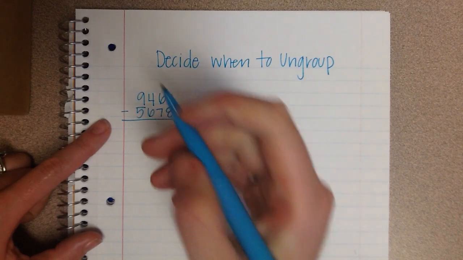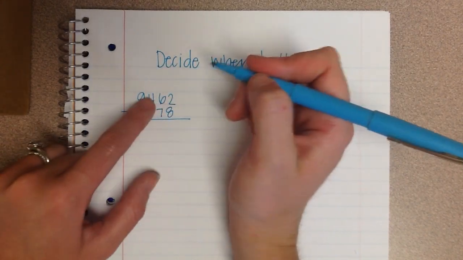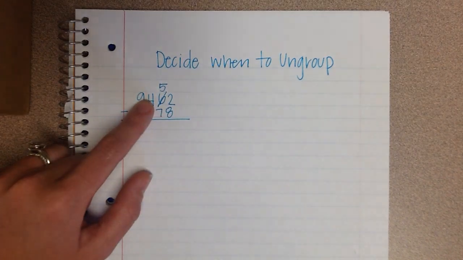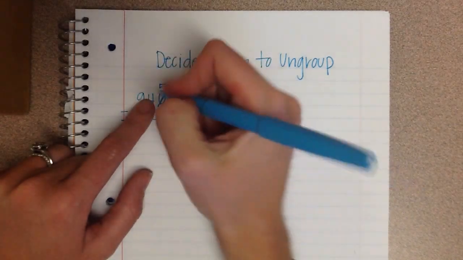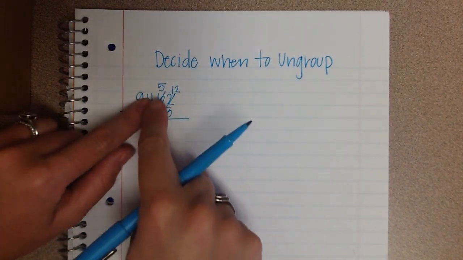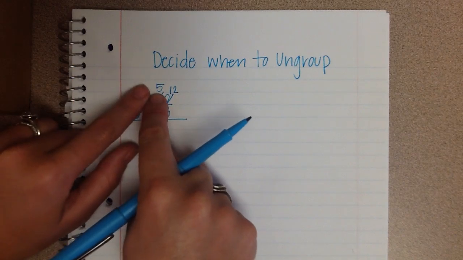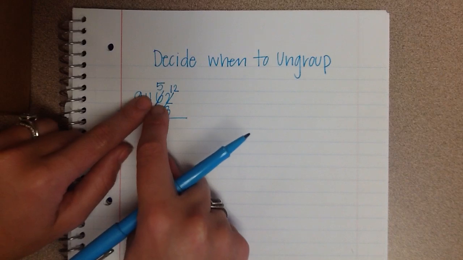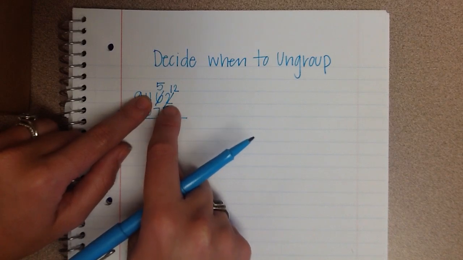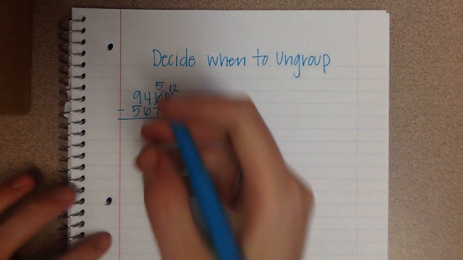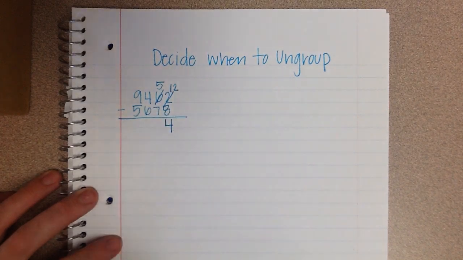I can't do that. So I'm going to go to my number to my left and make this become a 5. I'm breaking one of my 10s up, so then this becomes a 12. That's where I got my 5 from. The 6, I lost 1 because I had to break it up into 10 ones. So now we're taking 8 from 12, and that is 4.